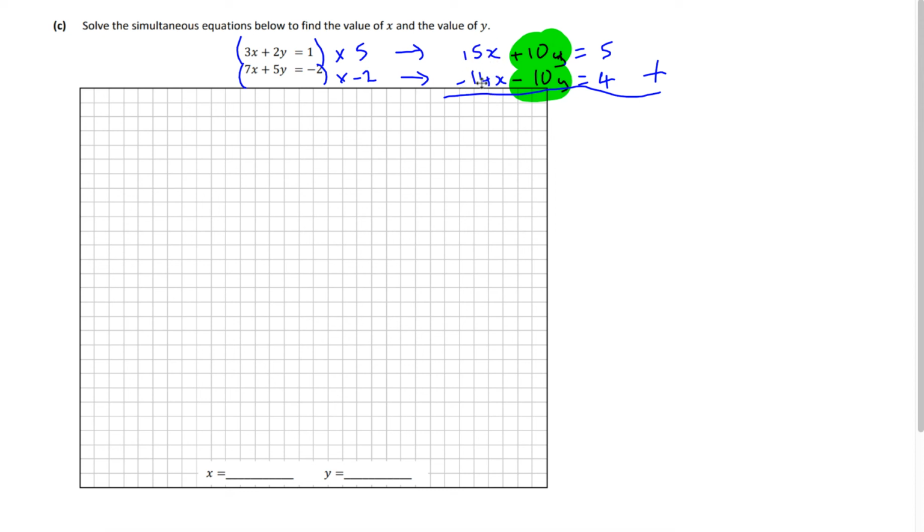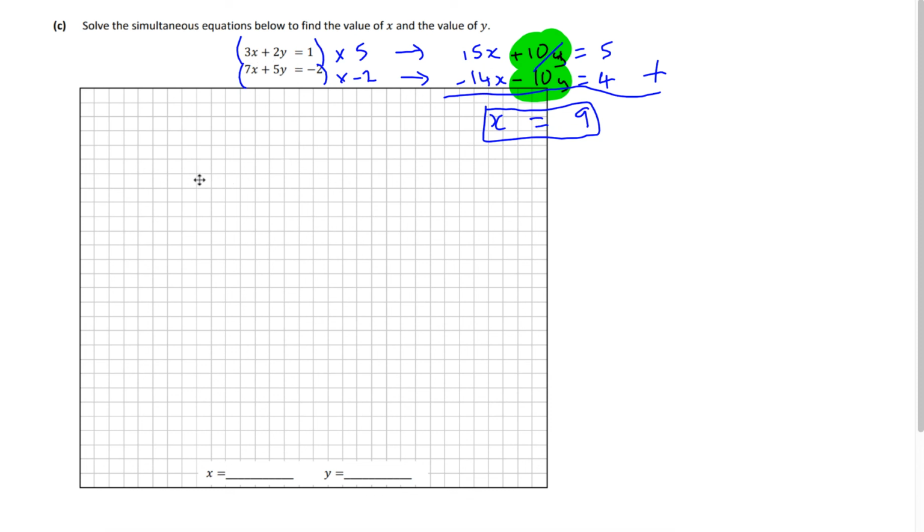So 15x minus 14x, that just gives me x. 10y minus 10y, they just cancel to leave 0. And that's equal to 5 plus 4 is 9. So there's my first answer. x equals 9. So now I'm going to take this x value and substitute it back into one of these two equations.